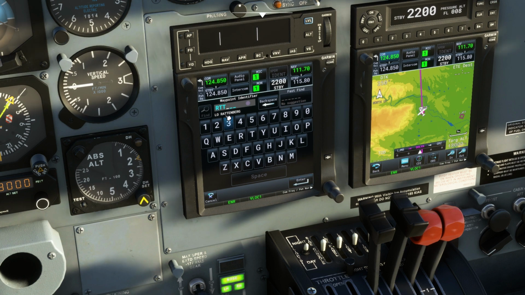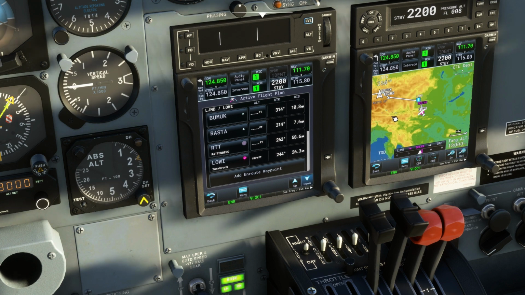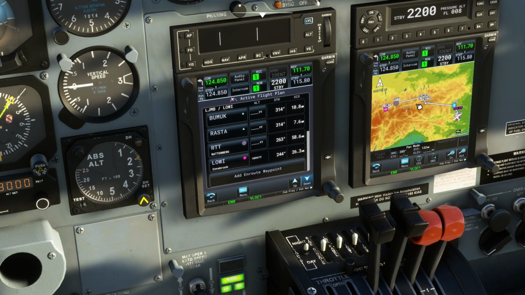So RTT, Rattenberg, this is an NDB, so you can actually do a holding pattern here. There is a published holding pattern for this point at a minimum of 8,500 feet, which is quite high, but we're going into a very mountainous area. So yeah.